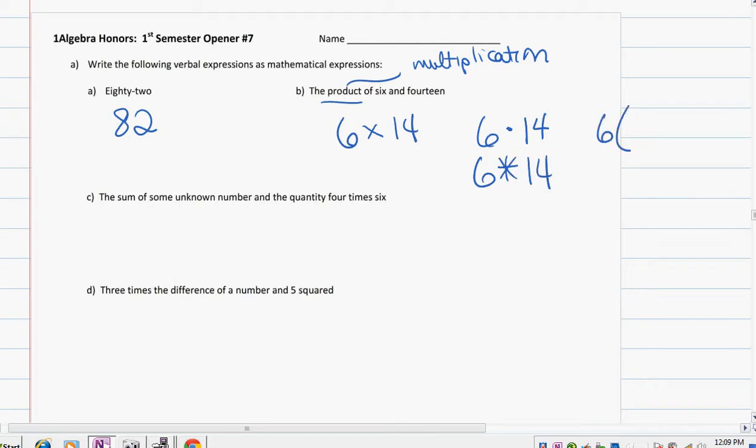You could also write it like this, where you have a number in front of the parentheses, or you could have it like that, or even like that. Lots of ways of writing multiplication, which is the product. The sum of some unknown number and the quantity 4 times 6.